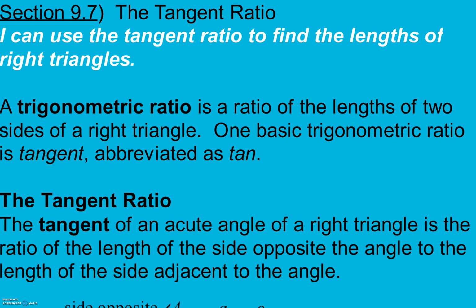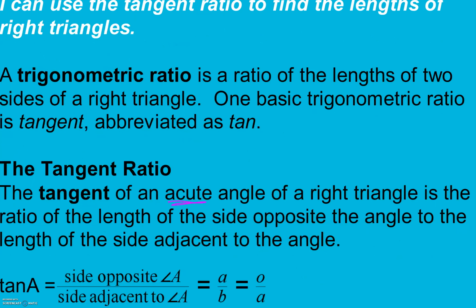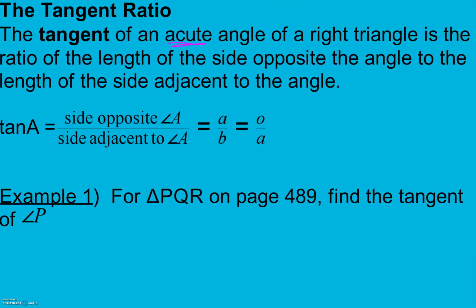I know that you've probably seen this button on your calculator before. There's SIN for sine, COS for cosine, and TAN for tangent. So we're going to use the tangent one here today. To find the tangent of an acute angle, acute just means less than 90, of a right triangle is the ratio of the length of the side opposite of the angle to the length of the side adjacent to the angle.